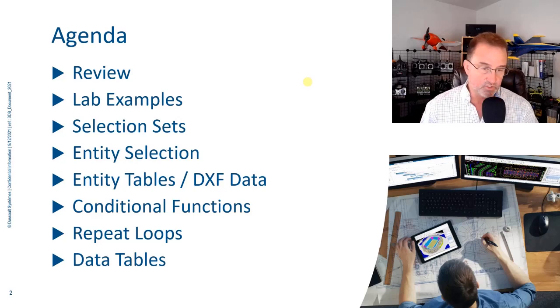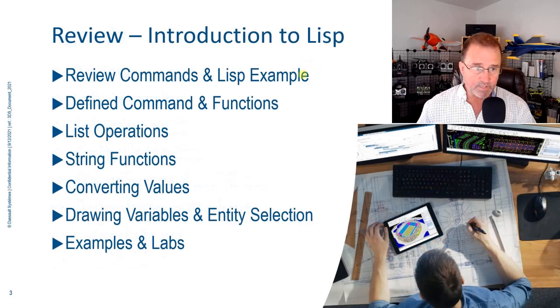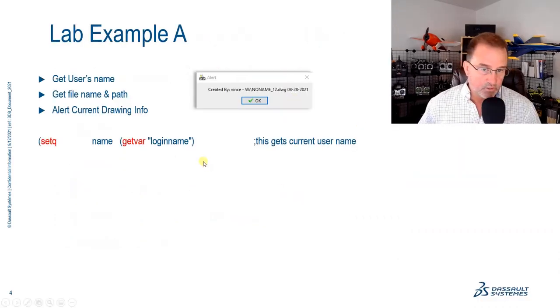So just to get started, in the last session, we covered list operations, string functions, converting values, drawing variables, and I gave you those two examples. So let's take a look at the first one. In the first example, what we wanted to do is just grab the username, grab the current drawing file name and path, and then take that information, put it together, and put it up in an alert.